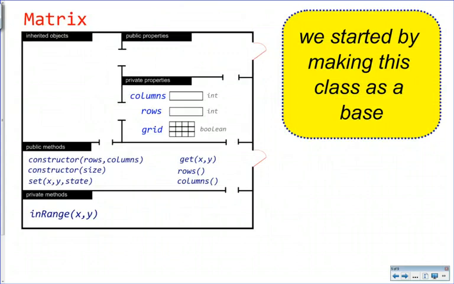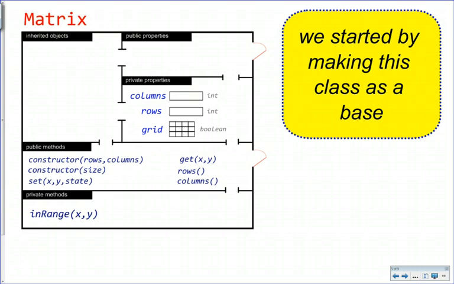I want to use the actual game of life example that we did in class as an example of that. In the game of life example, we made a matrix class that had some private properties: columns, row, and a grid. We had some public methods like constructors and a set method. We had some private methods.